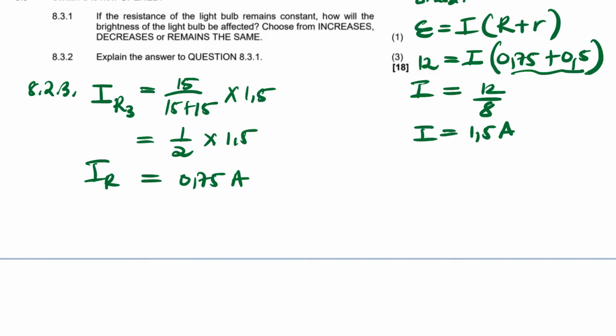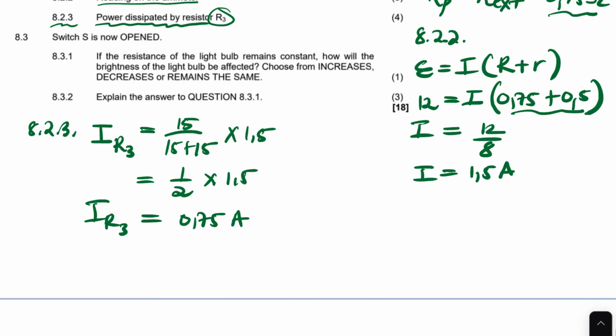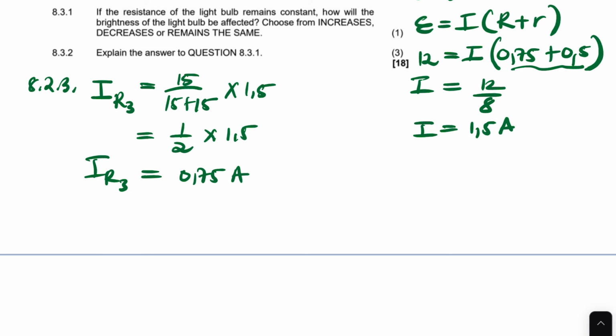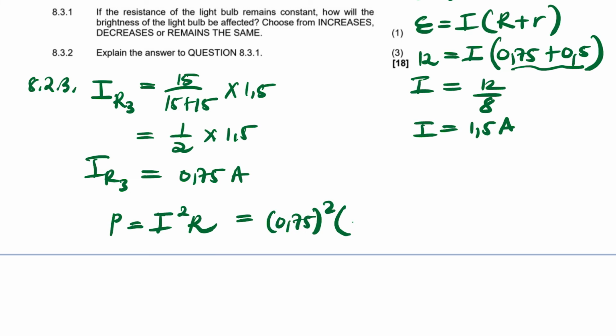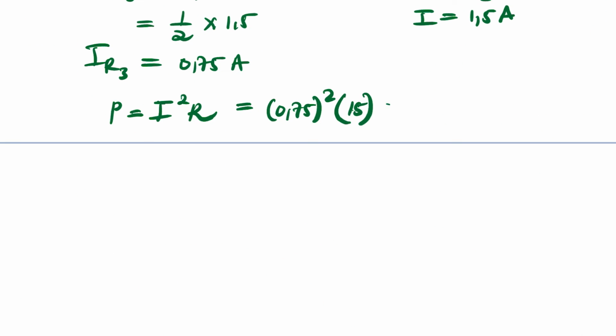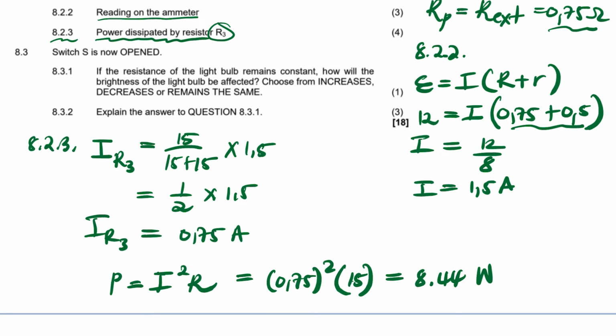So the current that passes in R3, I've proven that is 0.75, right? So with the 0.75, I'm going to calculate the power, which is P equals I squared times R, which is 0.75 squared times R. The resistance here is 15. So when I punch that in the calculator, it will be 8.44 watts. That's the power there, right? Let's go to another question.